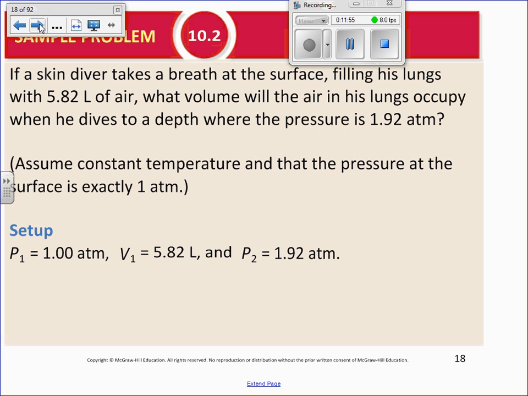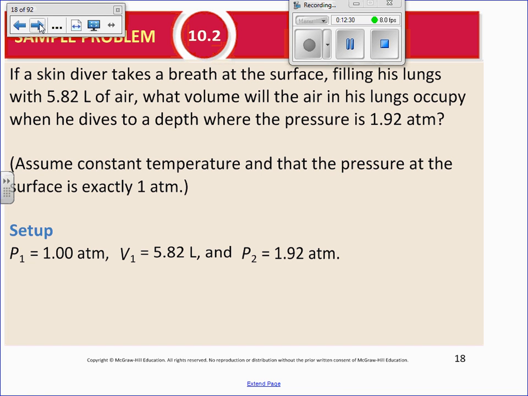So here we have our skin diver. We do a lot of skin diving here. He takes a breath at the surface, filling his lungs with 5.82 liters of air. What volume will the air in his lungs occupy when he dives to a depth where the pressure is 1.92 atmospheres? Well, before we even do any calculations, what are we doing with the pressure? Increasing it. So what do you think should happen to the volume? Decrease. We're squeezing it. So right away we know whatever we end up with should be less than the initial volume.